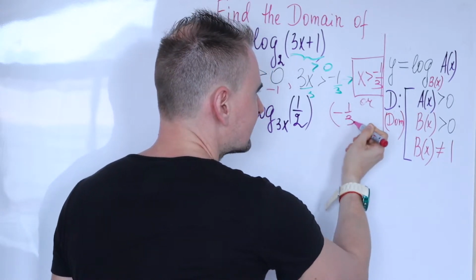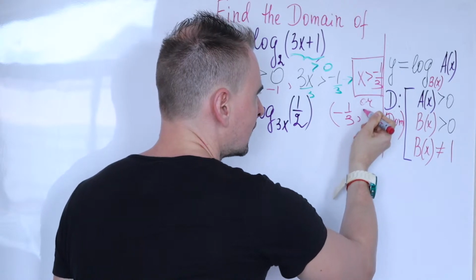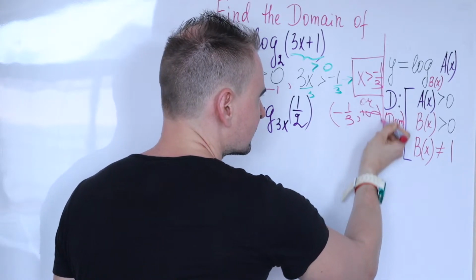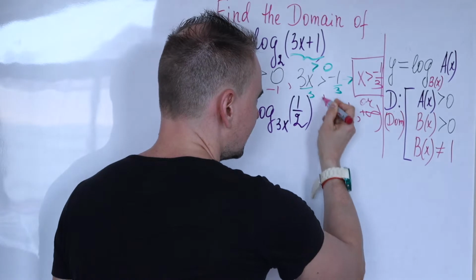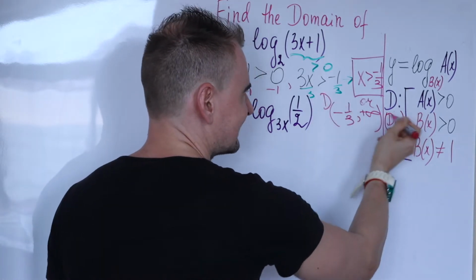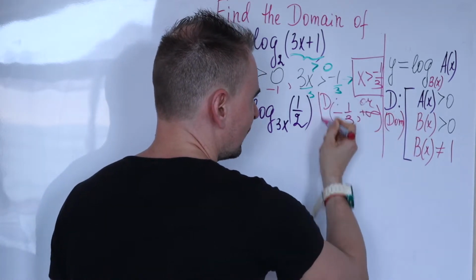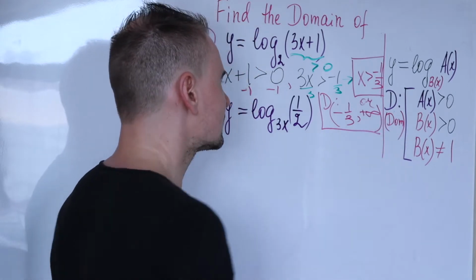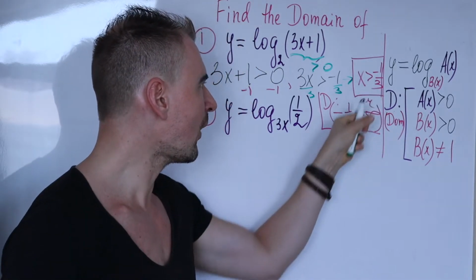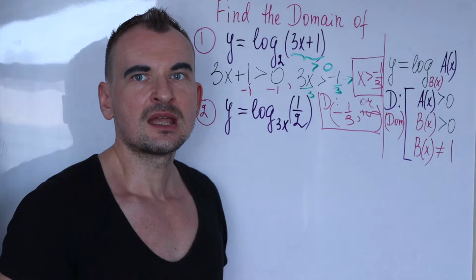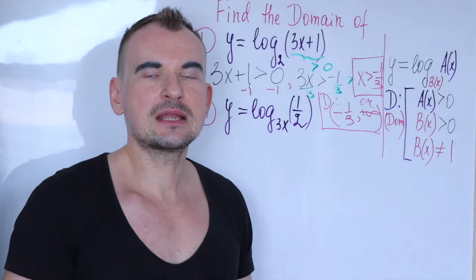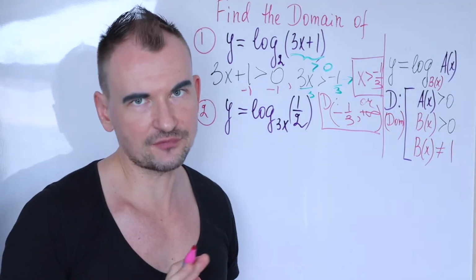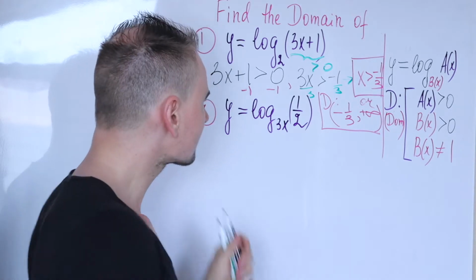It's from -1/3 all the way up to positive infinity, and this is your D, which stands for the domain of that function. So either this way or that way for writing your domain for that log function is perfectly fine. Moving on.